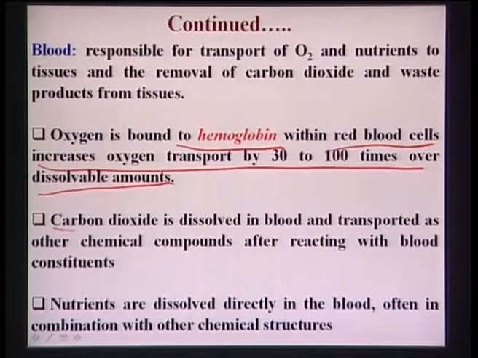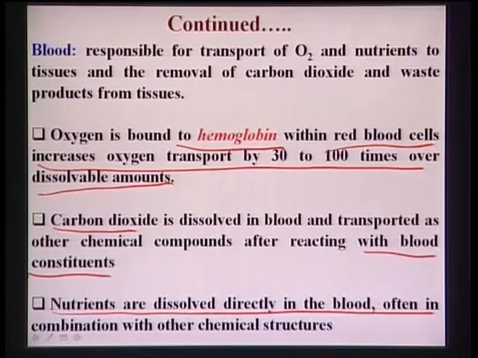So, all this oxygen also directly binds to the hemoglobin, and that is the way oxygen is transported. Similarly, carbon dioxide also is dissolved in the blood. Blood means the blood plasma, and then it is transported as other chemical compounds after reacting with blood constituents. And nutrients are dissolved directly in the blood and often in combination with other chemical structures.